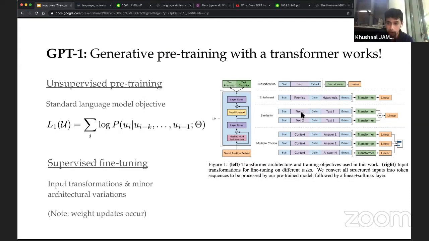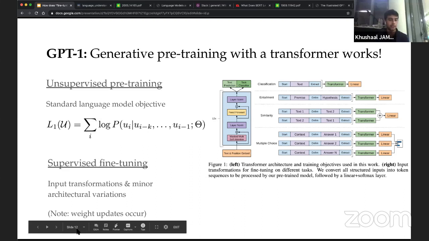We'll zoom in on the classification one, since that's just the simplest. You have a start indicator, the actual text itself, and then the extract token, which indicates the end of the input sequence, and then that goes to a transformer and then a linear layer. So although the architecture itself is generally task agnostic, they do still slap on these linear layers at the end to adapt it for each task. And obviously note that, as we've talked about, fine-tuning does include weight updates.